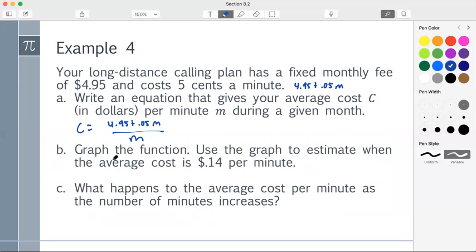All right, part B, we're going to go ahead and graph this function. We're probably going to graph that on the calculator, and then we're going to use that to estimate the cost. So I would just graph it on the calculator, and then I get my cost is going to be about 55 cents a minute. Okay, and what happens to the average cost per minute as the number of minutes increases? Well, it's going to approach your horizontal asymptote. So it's going to approach 5 cents.